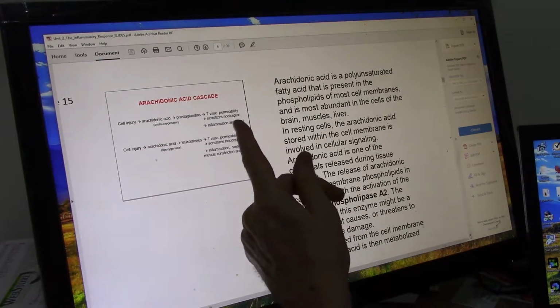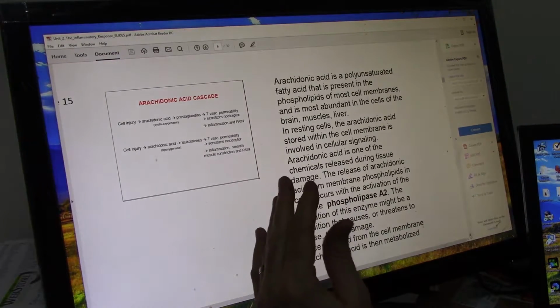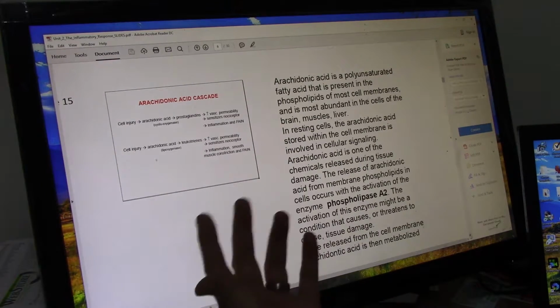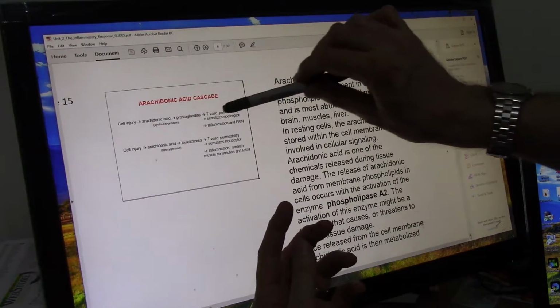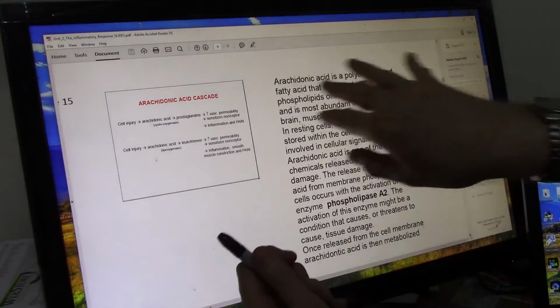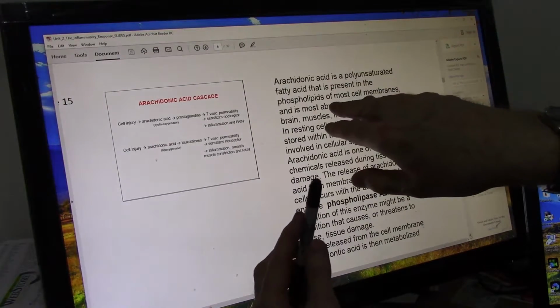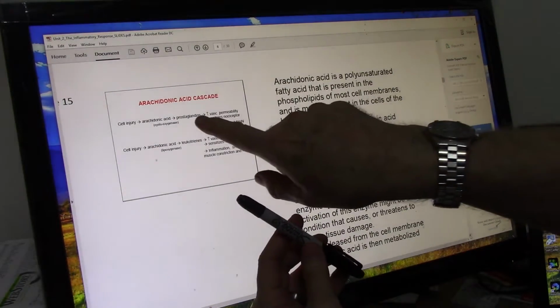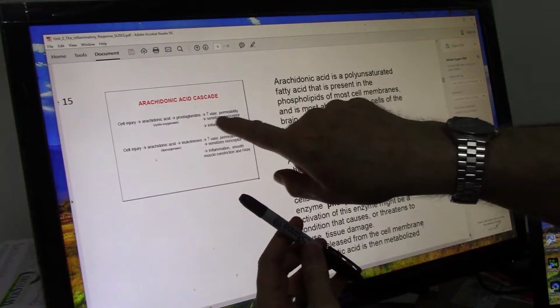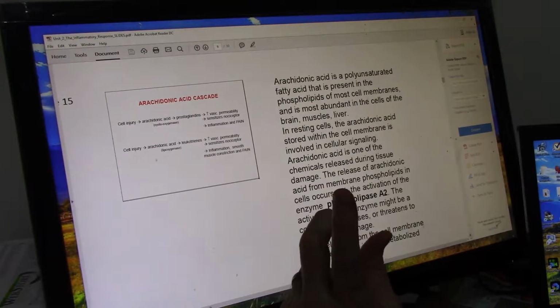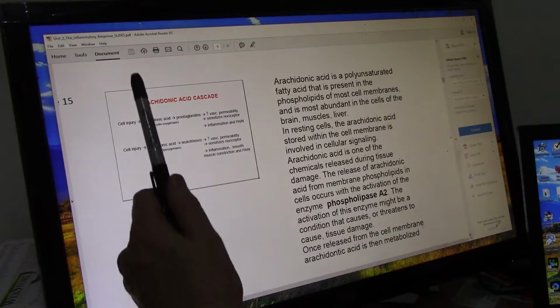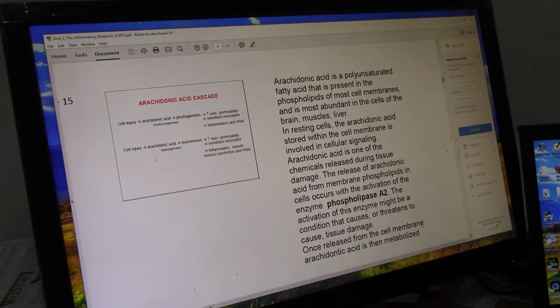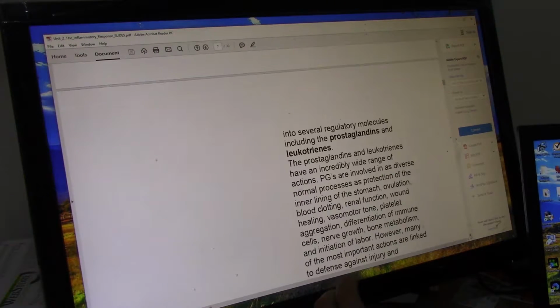Also, because this creates pain, we can give a medication like aspirin or Advil, and that will block the downstream pain effect of the prostaglandins. Now, if we were to give a steroid, it actually blocks both of these. And we'll get into that in a moment. But just to give you a little background here on the arachidonic acid and what it does.